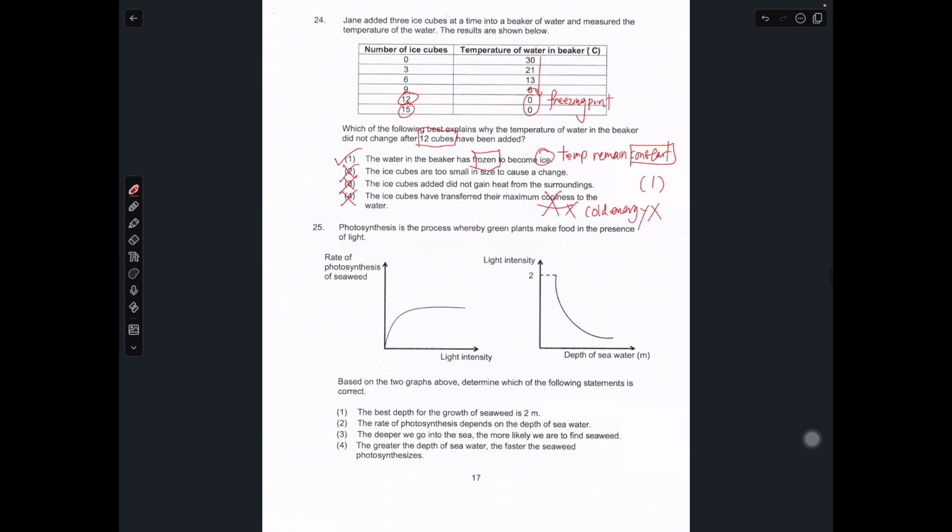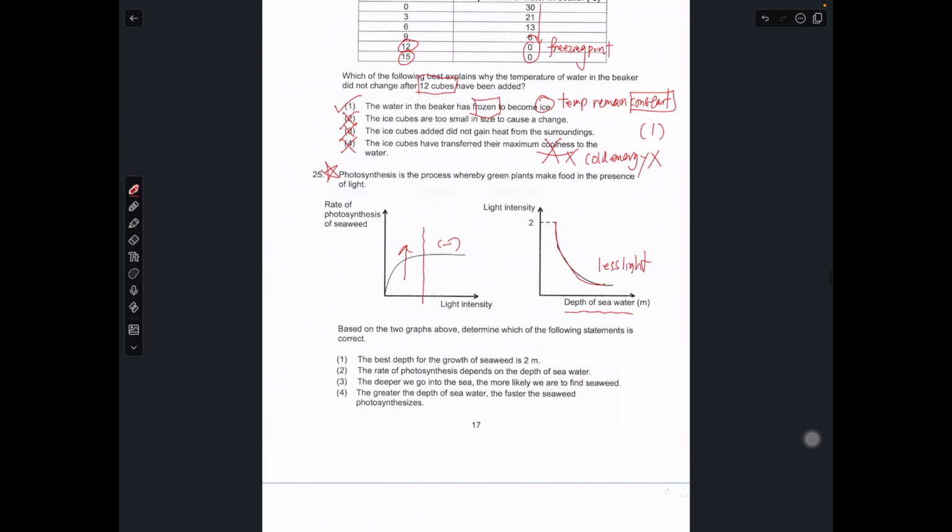So photosynthesis is a process where green plants make food in the presence of light. So they tell you a definition, a story of what is photosynthesis. Then they tell you the rate of photosynthesis of the seaweed. It increases to a certain extent, then remains constant. Then the light intensity: you have the relationship of the light intensity versus depth of the seawater. It seems that the deeper it is, there is less light, when you reach the deeper part of the seawater.